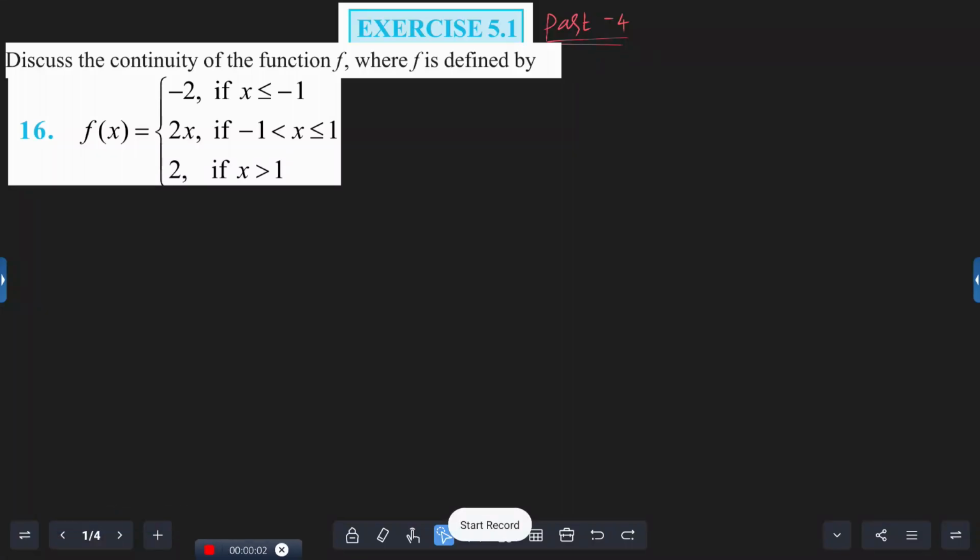Children, listen. This is exercise 5.1. Actually, from the 5th chapter, continuity and differentiability, exercise 5.1, part number 4. We already uploaded 3 parts. This is part number 4.